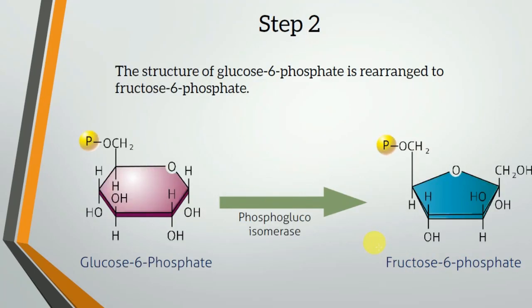In step 2, we have isomerization of glucose 6-phosphate into fructose 6-phosphate. We need an enzyme, phosphoglucoisomerase. This enzyme helps in the isomerization of glucose 6-phosphate into fructose 6-phosphate.